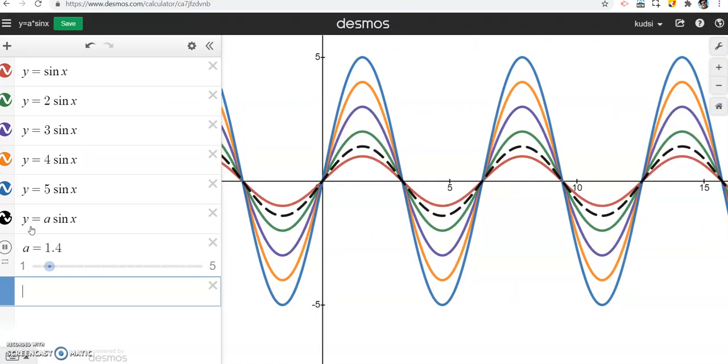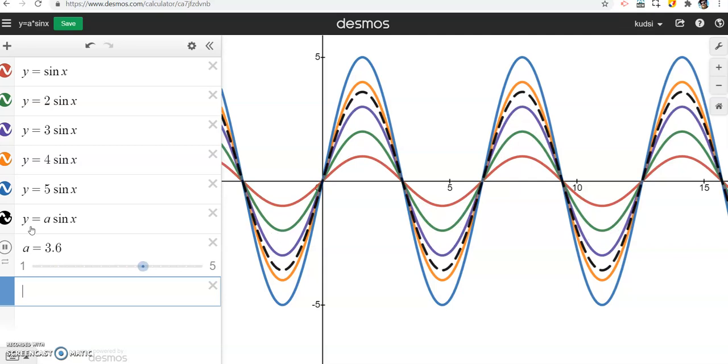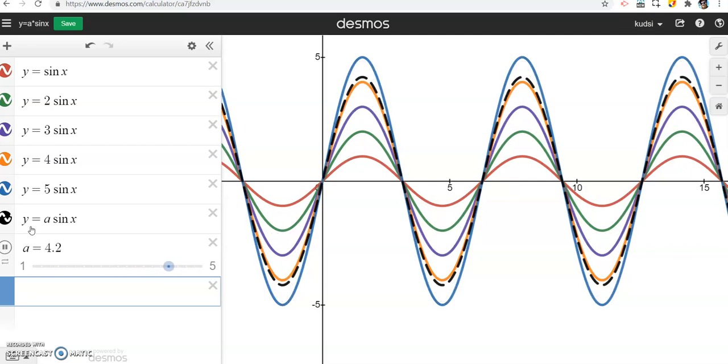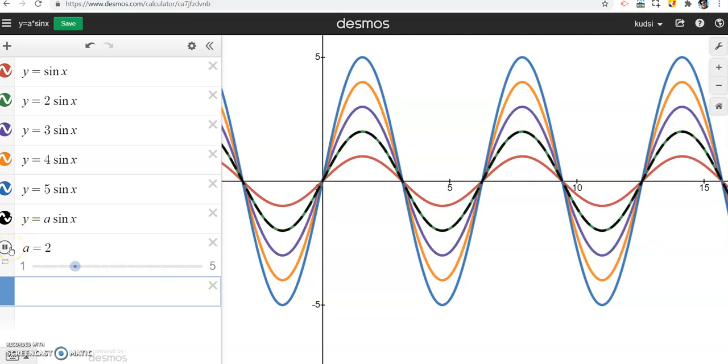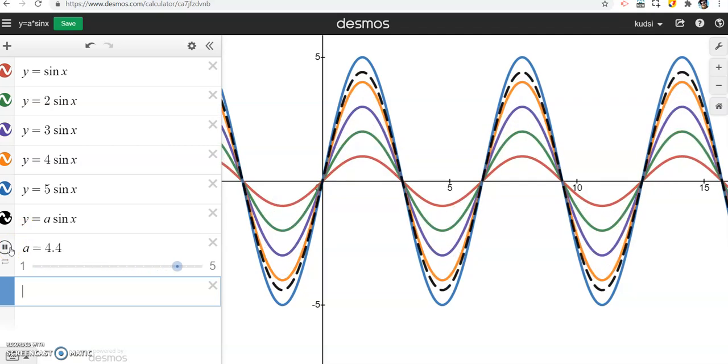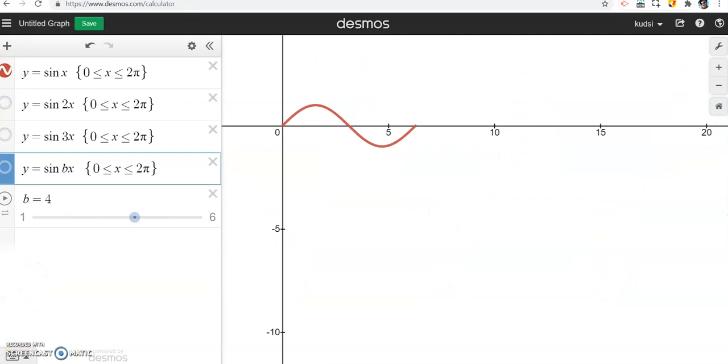It sort of looks like there's movement, like a line of ants. All right, so that's how, but you notice the zeros don't change. It stretches the vertical points, but not the zeros. So that's one type of adjustment we can do to the graph.